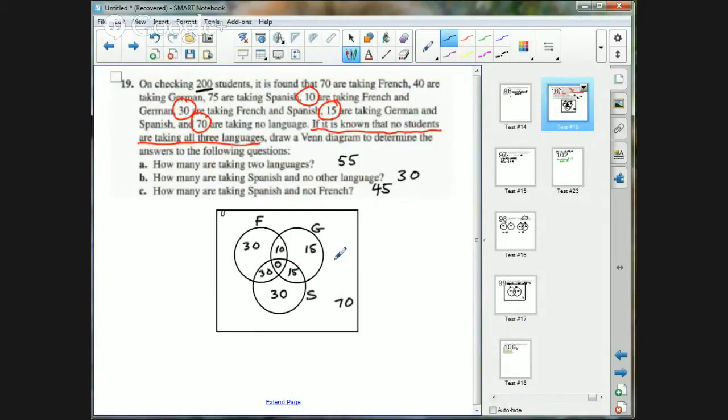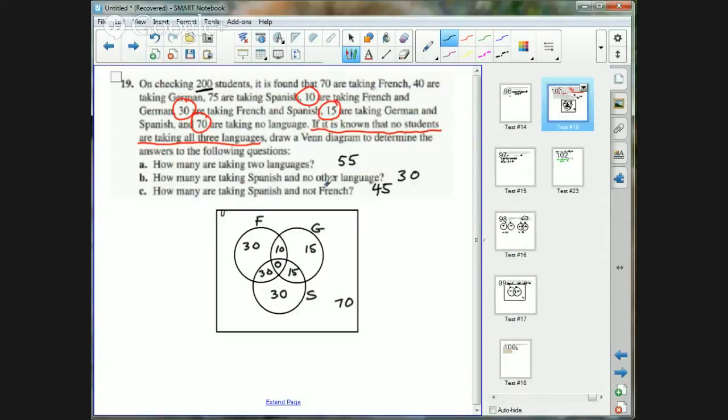So you have to do those problems kind of upside down, Patrick. You got to do the overlaps first. And then, when you're all done with the diagram, now you can answer the question. Two languages? Where did I get the 55 from? Well, where are the people taking two? Right here, the 15 plus these 10 plus these 30. 15 plus 10, 25 plus 30 is 55.